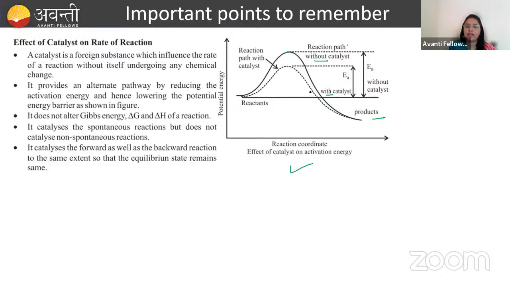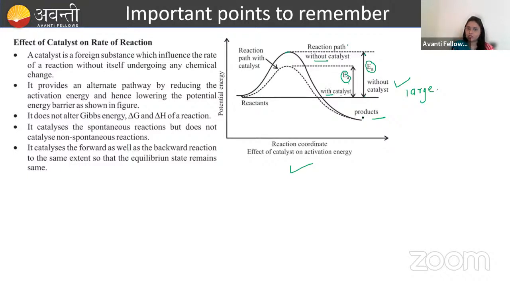What is happening here? This is the energy of activation, and this is the energy of activation. Without the catalyst, the difference is large. The energy of activation is very, very large. But with the catalyst, the energy of activation is low.